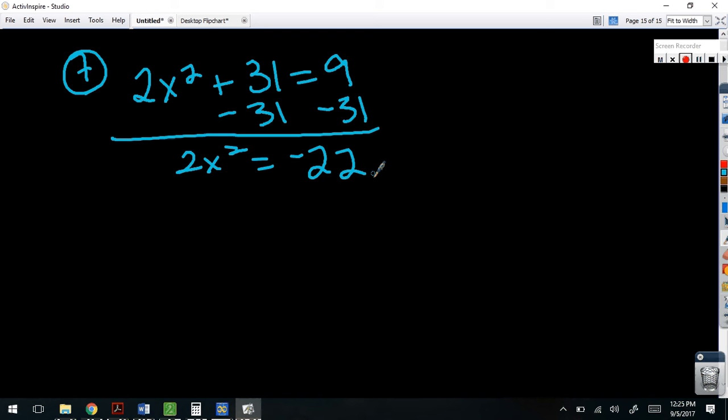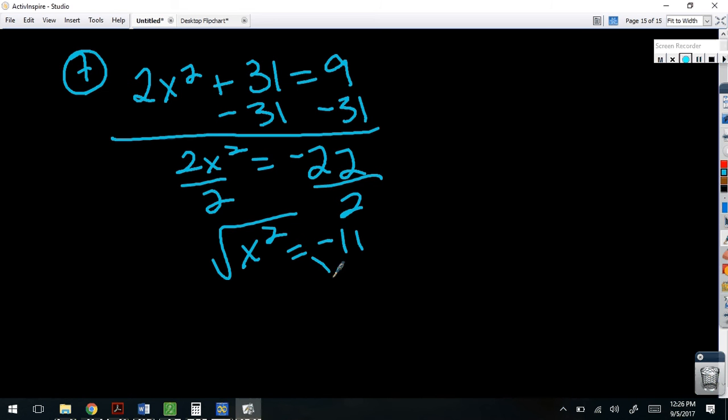All right, divide by 2. X squared is negative 11. What now? Square root. I can't have a negative under a radical, so what do I do? The i. I'm going to put a plus or minus in front. I still got square root of 11. Can I break that down any? No, so I'll leave it as is. Does that make sense? Yes.